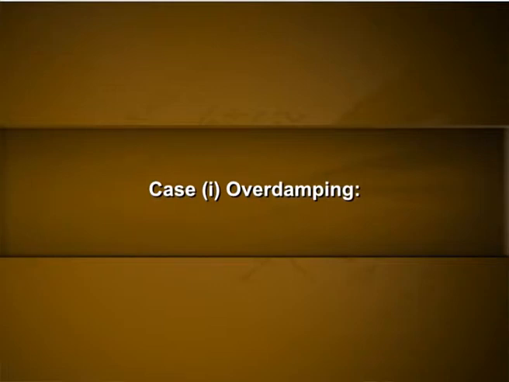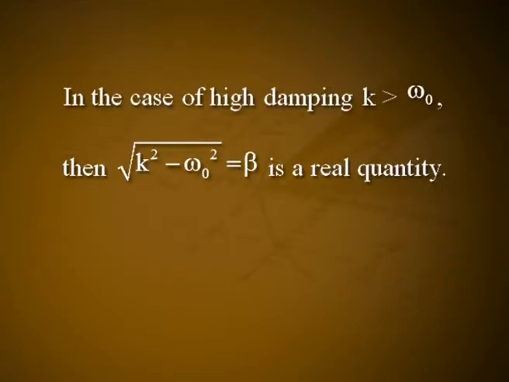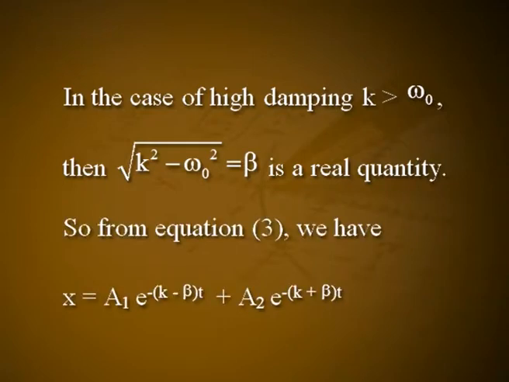Case 1, overdamping. In the case of high damping, k greater than omega naught, square root of k square minus omega naught square equals beta, a real quantity. So, from equation 3 we have x equals a1 into e raised to minus of k minus beta into t plus a2 into e raised to minus of k plus beta into t. Since k is greater than beta, both terms on the right hand side decrease exponentially with time and the motion is non-oscillatory, shown by the curve. Such a motion is called dead beat or aperiodic.